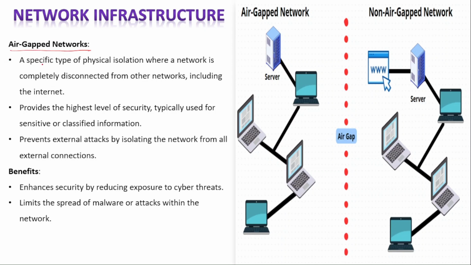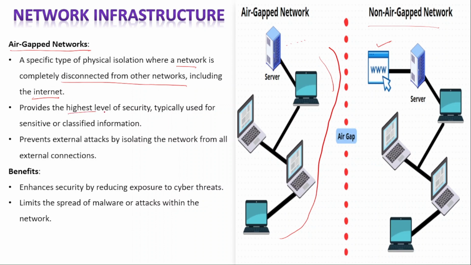And then another related term in physical isolation is the air gap network. So, what is the air gap network? It is a specific type of physical isolation where a network is completely disconnected from other networks, including the internet. As we can see here, this is a network of an organization, and this is solely a private network. It is not connected to other networks such as the internet or another organization's network. When it is connected to the internet, of course it is connected to the whole world, and this is then no longer an air gap network. This is a non-air gap network.